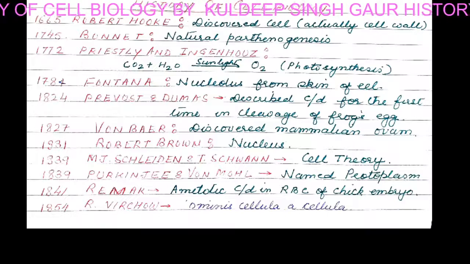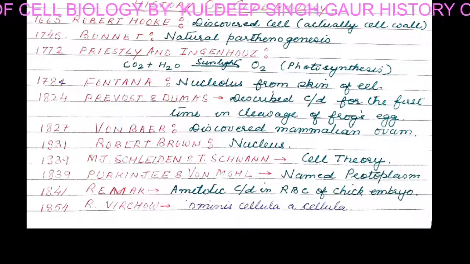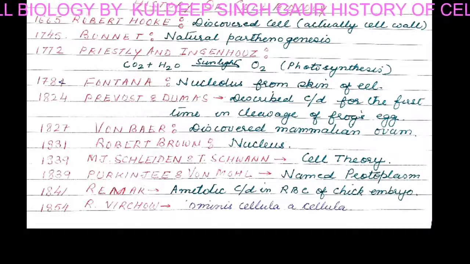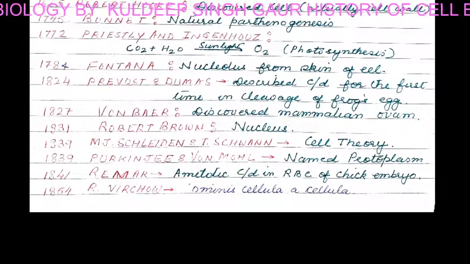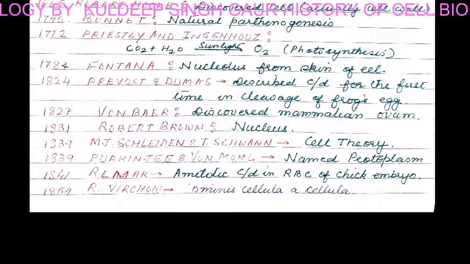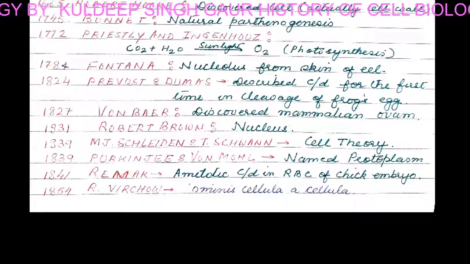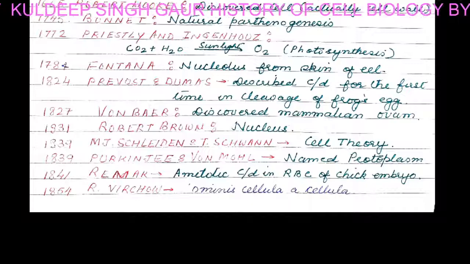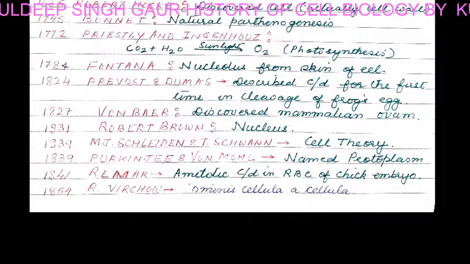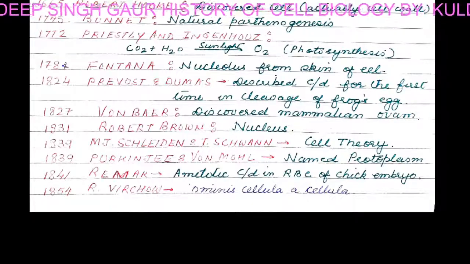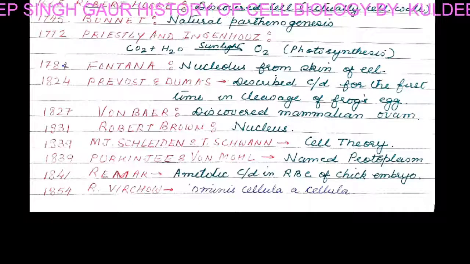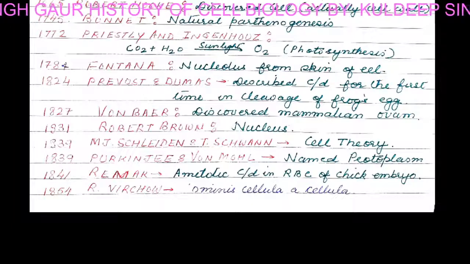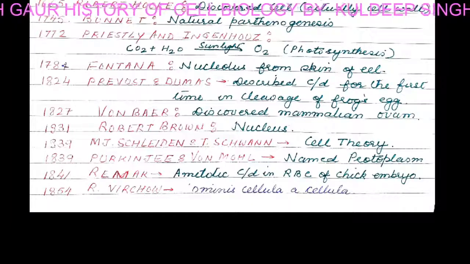In 1824, Prevost and Dumas described cell division for the first time in the cleavage of frog's egg. It was for the first time that it was stated that the cell divides. In 1827, von Baer discovered mammalian ovum. Then in 1831, Robert Brown discovered nucleus, which is centrally placed in most of the cells.